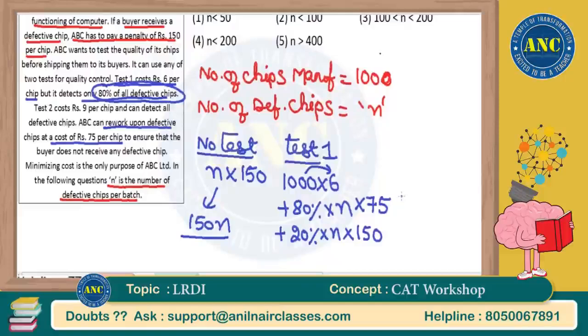20% will not be given for rework. 20% will go to the customer. So that is test 1. I hope it is clear.